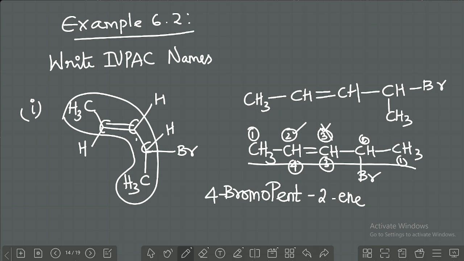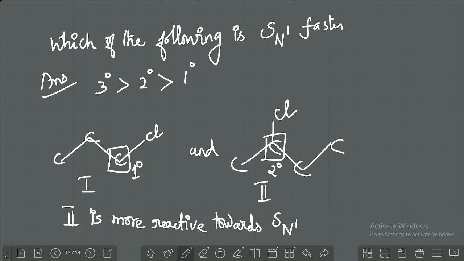Now 1, 2, 3, 4, 5 carbon. It's pent. Double bond is that ene. When I label that, I should give the priority for double bond first, according to the IUPAC rules. So 1, 2 and 3. Double bond is placed between second and third carbon. In second and third, 2 is the minimum number. So pent-2-ene is a parent compound. Then where the bromine is located? Fourth carbon. So 4-bromopent-2-ene is the name of this compound. Take down this.